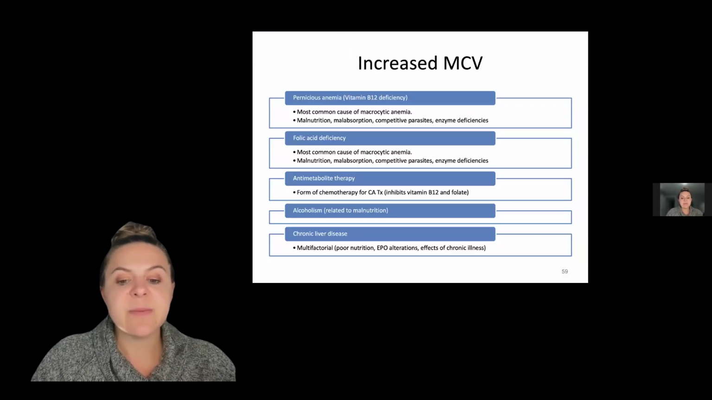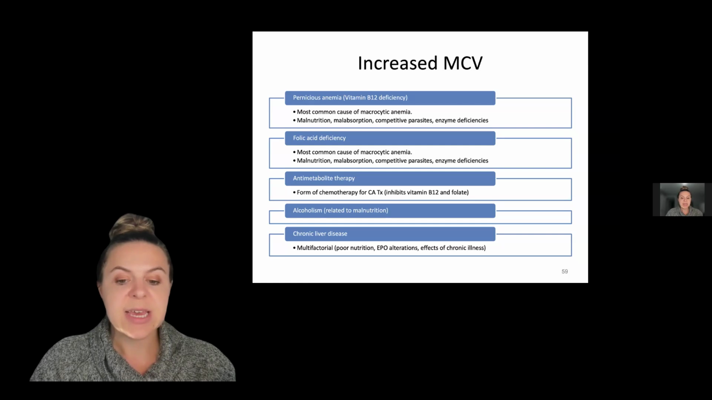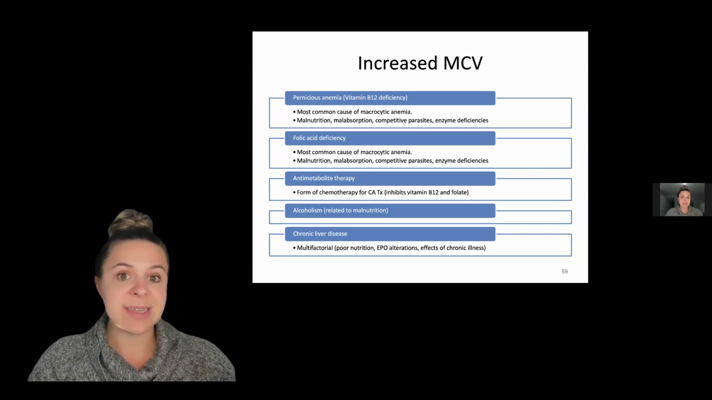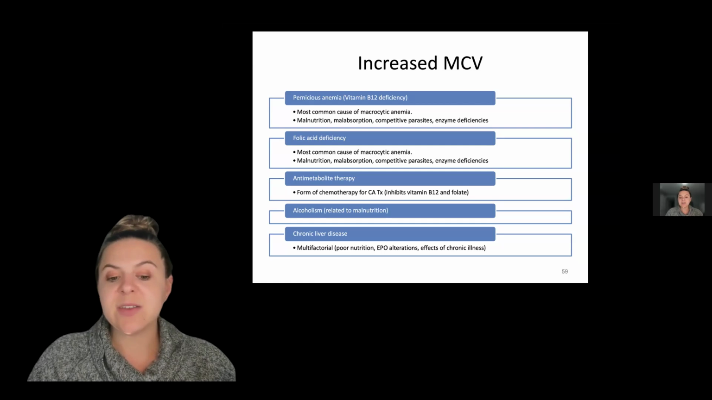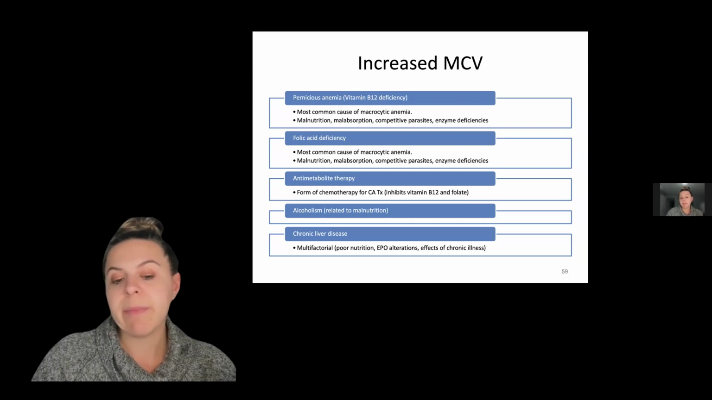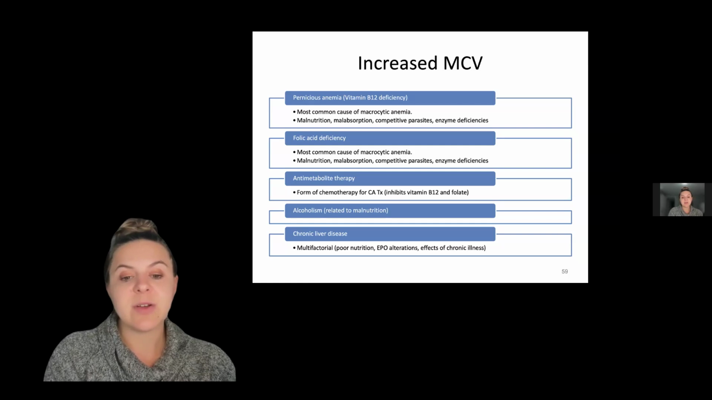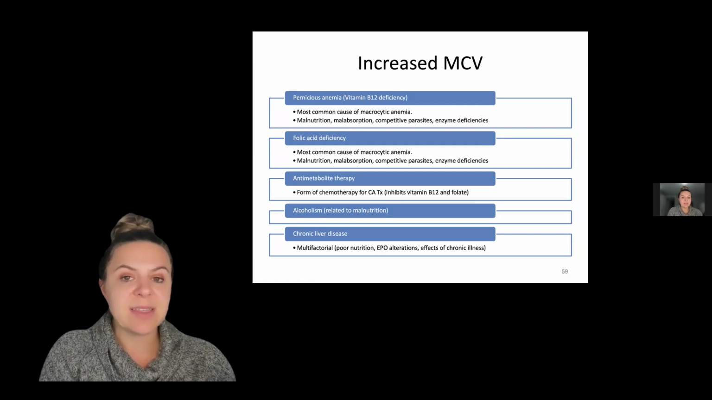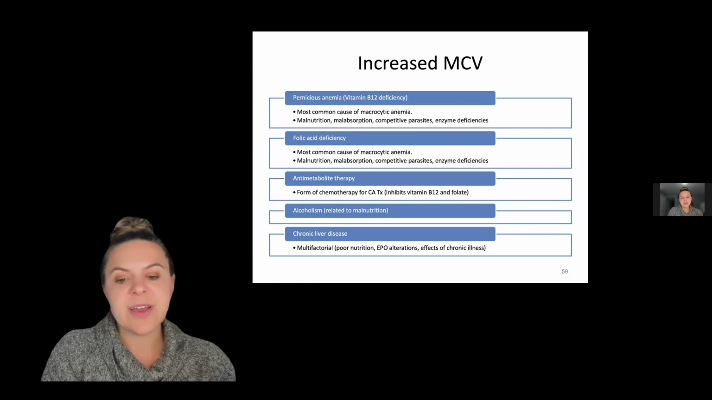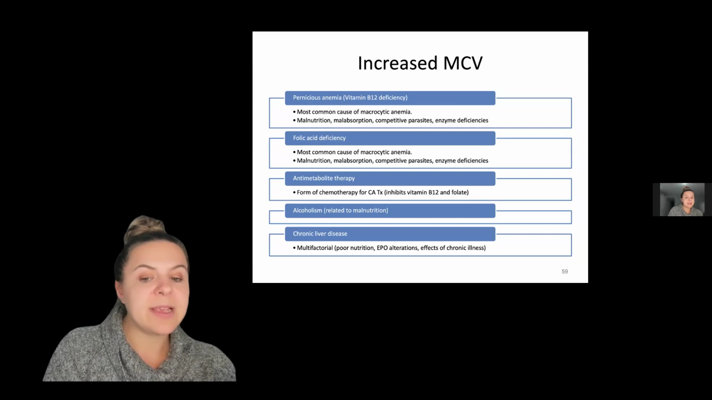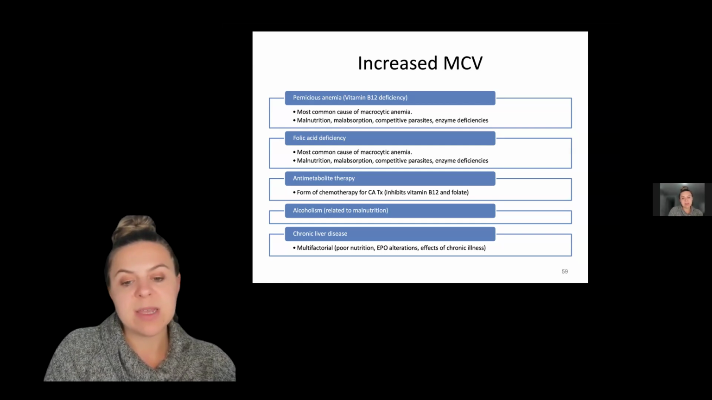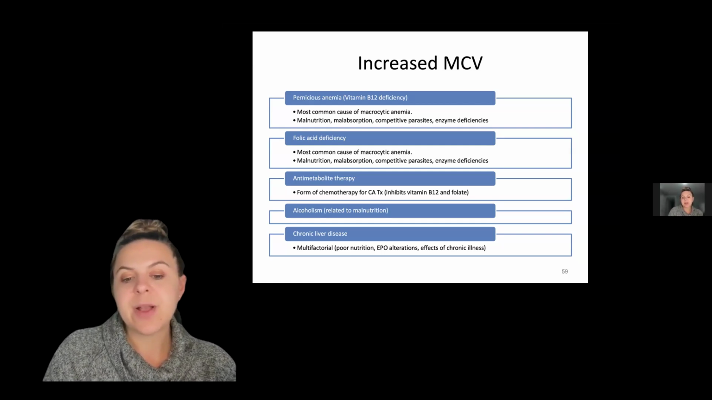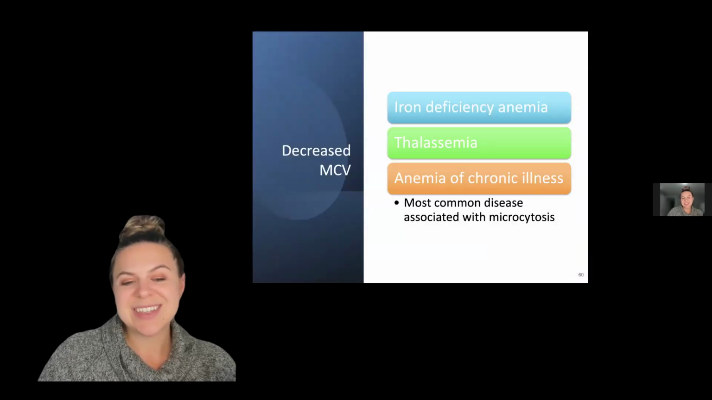Increased MCV indicates macrocytosis, which is often caused by vitamin B12 or folate deficiency. This is also called megaloblastic anemia. These deficiencies can result from poor nutrition, malabsorption, or competitive parasites. Alcoholism and chronic liver disease are other common causes of macrocytosis, and they're often multifactorial in origin. Certain chemotherapy drugs and anti-metabolite therapies also interfere with folate and B12 pathways, which raise MCV. Recognizing macrocytosis is an important step to identify those underlying conditions.